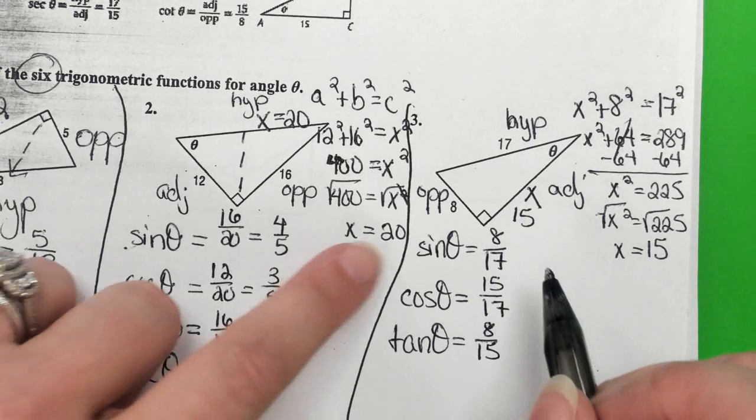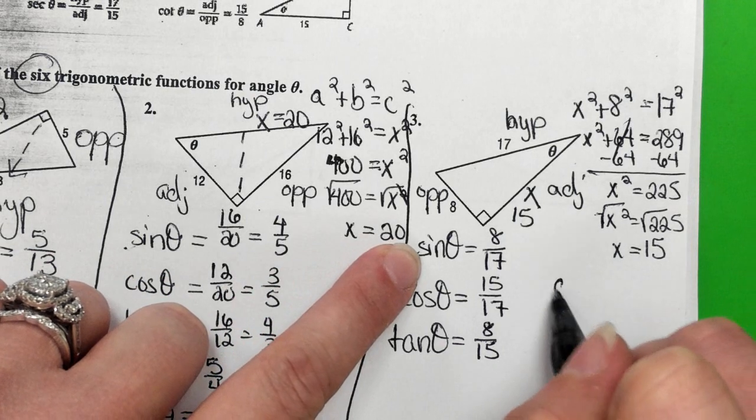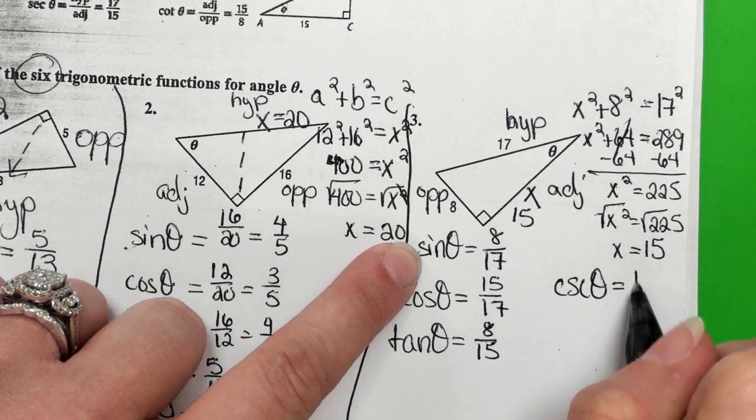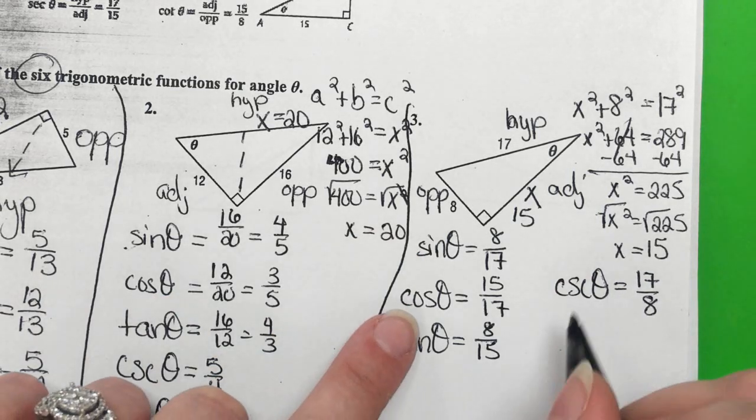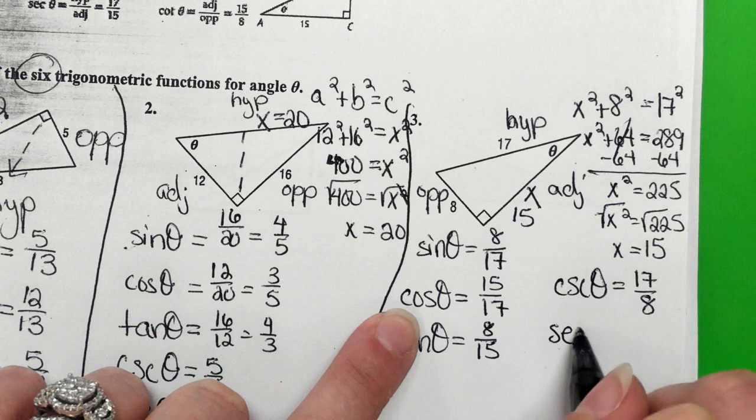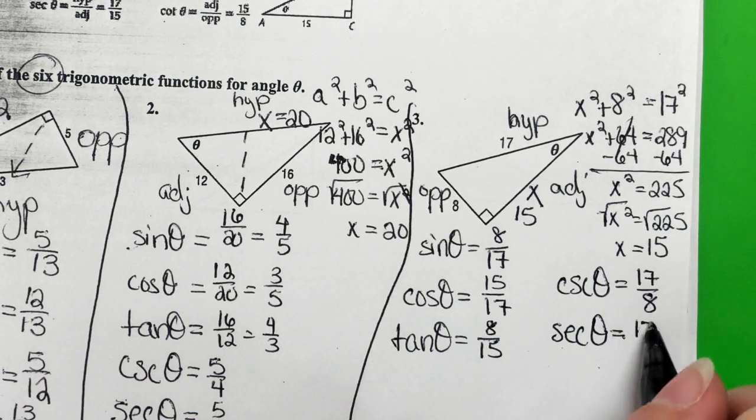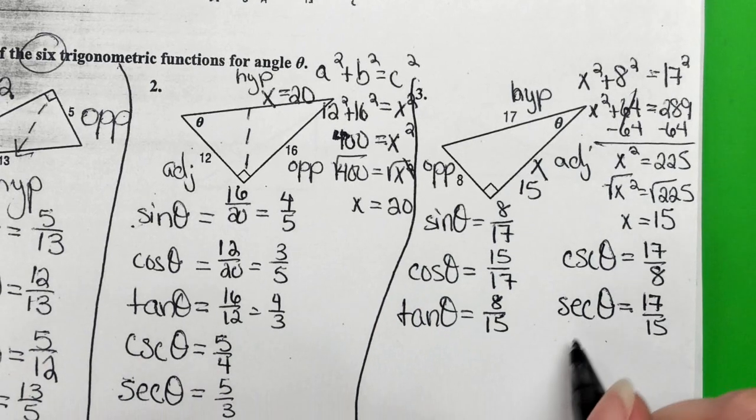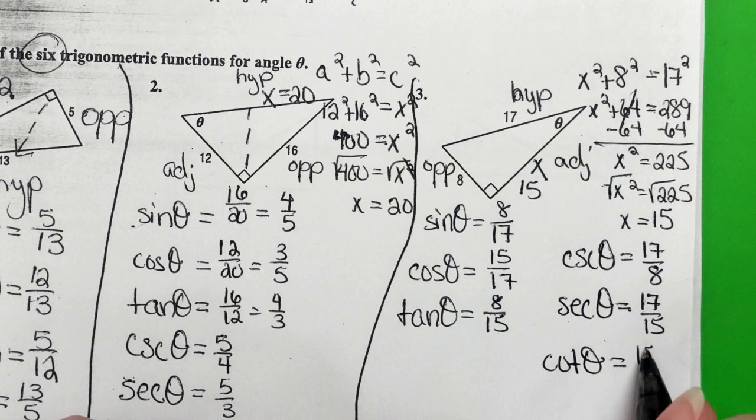All right, what's the opposite of sine? How do we say it? Cosecant. And it was 17 over 8. Very good. All right, what's the opposite of cosine? Secant. And how much is that? 17 over 15. Perfect. And what's the opposite of tangent? Cotangent. 15 over 8.